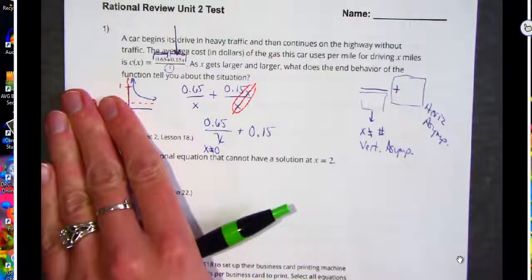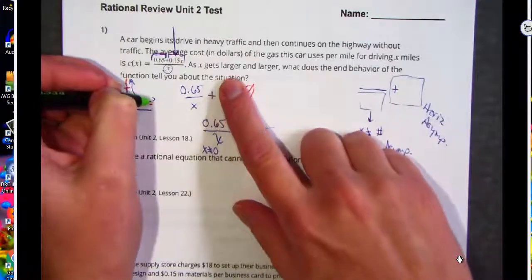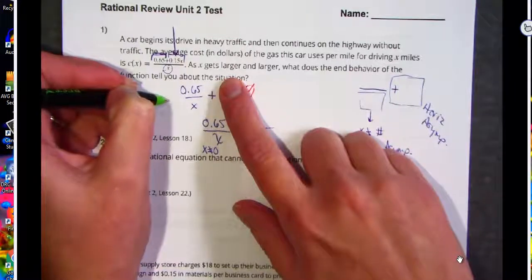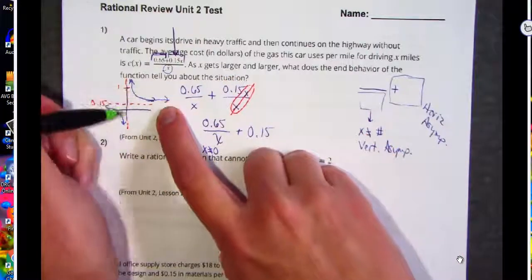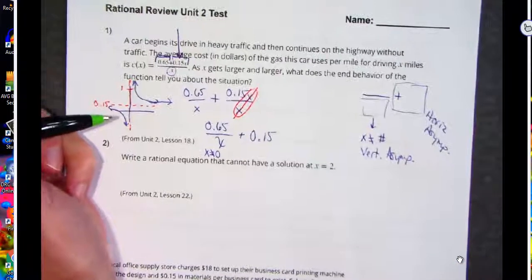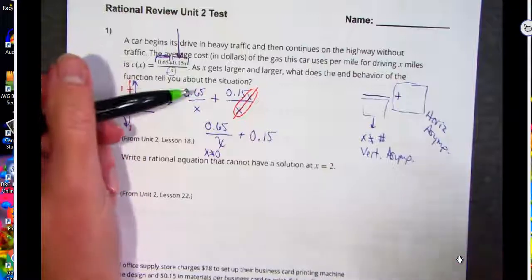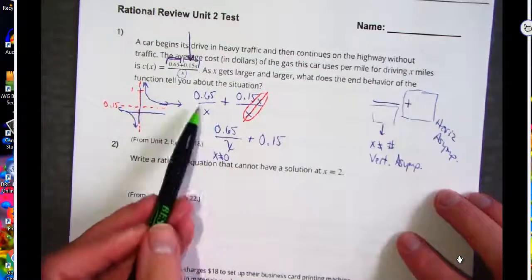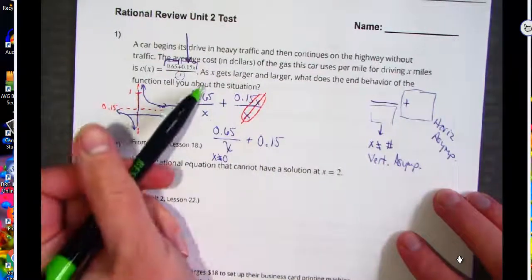And so this end behavior tells me that as I drive more and more miles, it's talking about x moving in this direction, as I drive more and more miles, the cost is going to get closer and closer to 15 cents per mile, but it's never going to quite touch it. I'm always going to have this 65-cent charge, I guess, that is going to also need to be divided per mile. So that's how I'd answer that question.